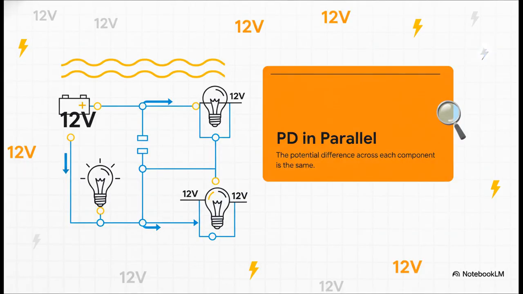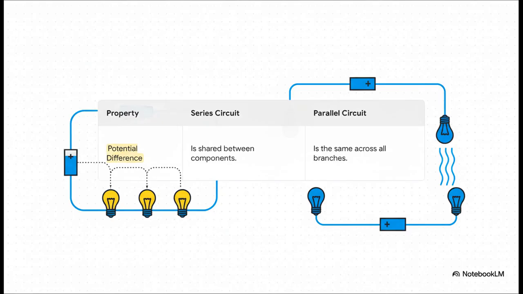Now check this out, because parallel circuits are completely different. This is a super important point. Here, every single branch gets the full potential difference from the battery. So with that same 12-volt battery, every component on every separate branch gets the full 12 volts, no sharing needed. So there's our second major difference. For potential difference, or voltage, in series it's shared. In parallel, it's the same across each branch.